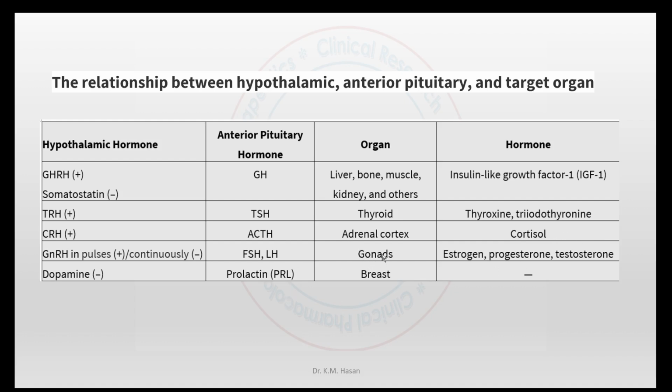What about the gonads, the ovary and the testes? The ovary will be controlled by the GnRH and FSH-LH. So the GnRH stimulates FSH and LH, and this will stimulate the ovary or testis to release estrogen, progestin, and testosterone. The last one here, you can see it: we have the breast, we have dopamine. Dopamine inhibits prolactin. If the prolactin is high, the prolactin will stimulate the breast to produce milk. But if dopamine inhibits prolactin, this decreases breast milk discharge.